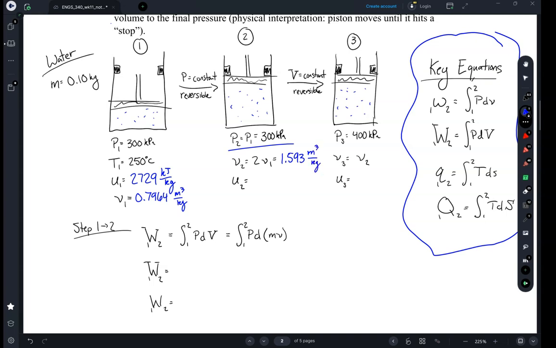Once we know two things, we can look up everything else. So this U2, the internal energy at state 2, is just looked up, say by either steam tables or Cat3, as 3594 kilojoules per kilogram.